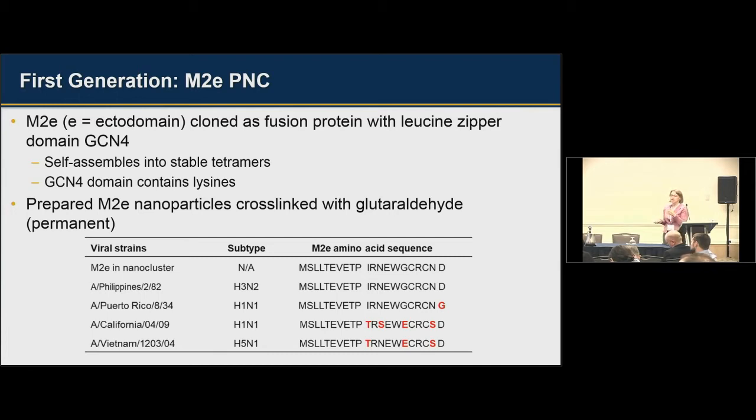And then we prepared nanoclusters using the method I showed you, using glutaraldehyde, which is a non-reversible crosslinker, as our very first try. What I want to show you here is the M2e sequence that we use, on the top. And you can get an idea from different subtypes of flu that there are very few changes, noted by the red amino acids, as you go from one subtype to another. So keep in mind, Puerto Rico is very similar to our nanoclusters. Philippines is identical, while Vietnam and California are more divergent.